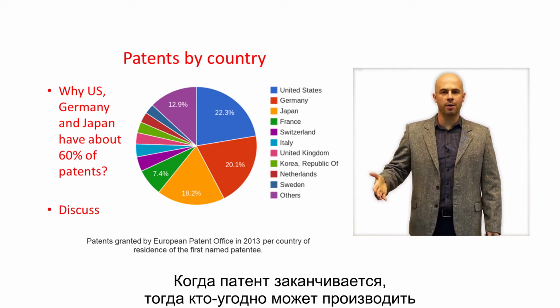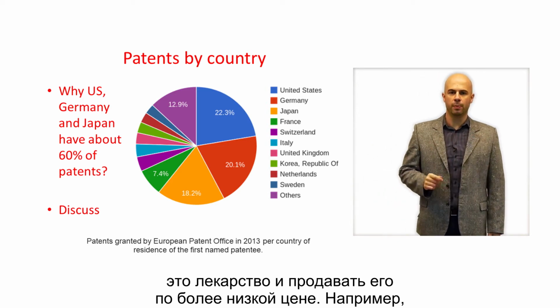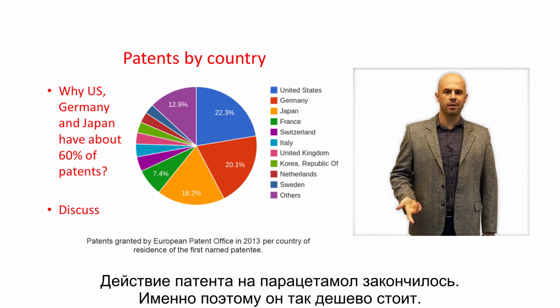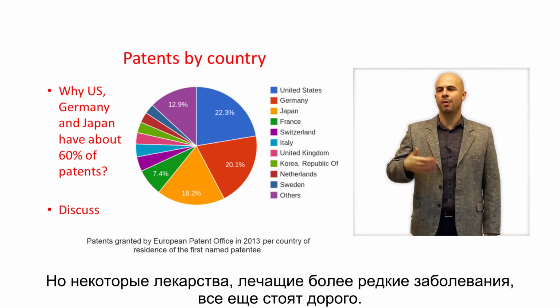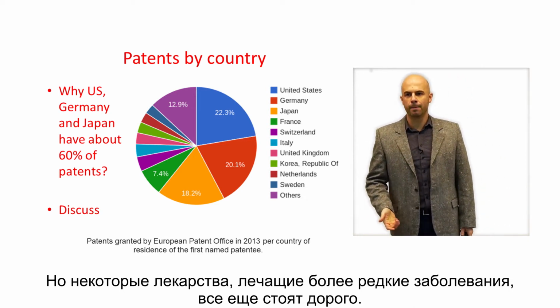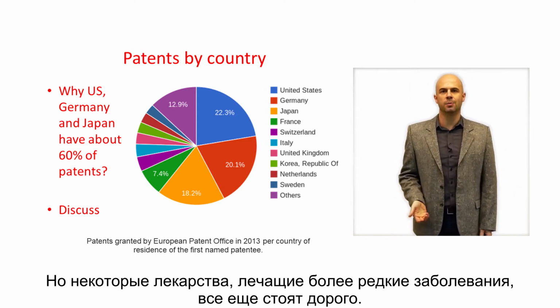When the patent expires, then anyone can produce this medicine and sell it at a cheaper price. For example, paracetamol's patent has expired. That's why we find it cheap. But some new medicines that cure some more rare diseases, well, they're still expensive.